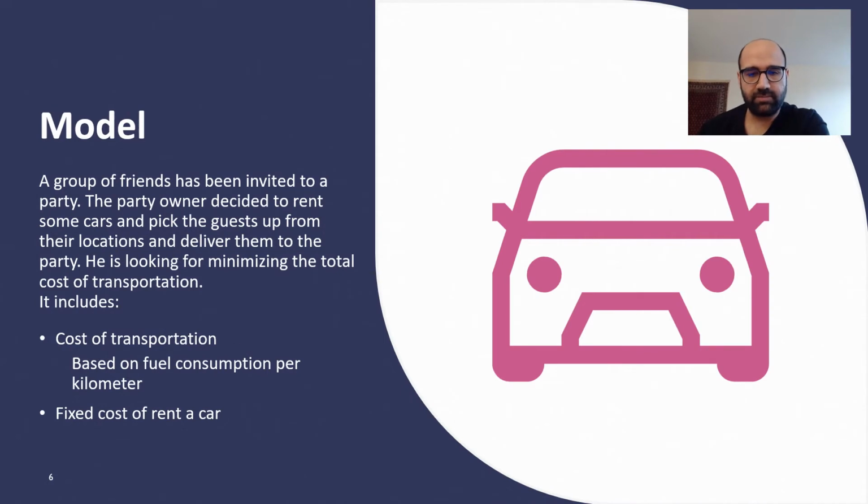The model is about a group of friends who have been invited to a party, and the party owner decided to rent some cars and pick them up as guests. He is looking for minimizing the total cost of transportation, which includes two parts: the fixed cost, which is the cost of renting the car, and the variable cost, which is the cost of transportation based on the fuel consumption per kilometer.